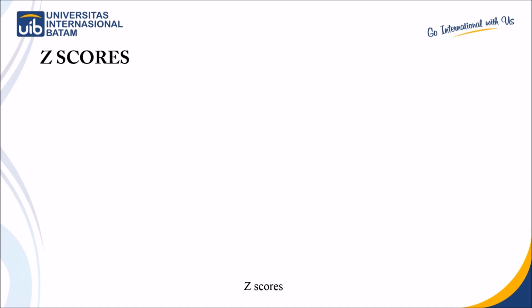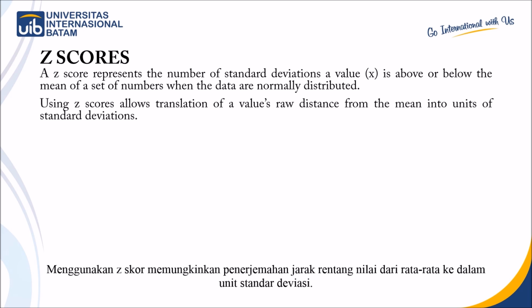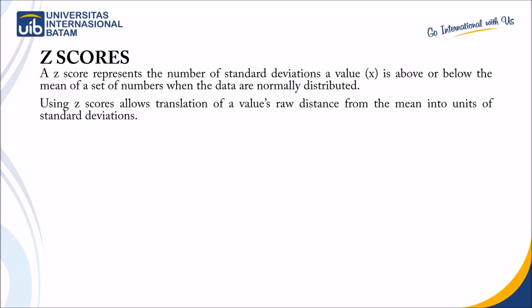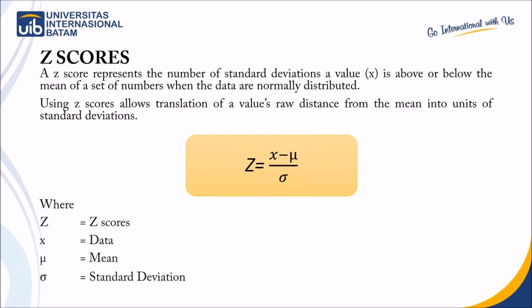Z-score. A z-score represents the number of standard deviations a value is above or below the mean of a set of numbers when the data are normally distributed. Using z-score allows translation of a value's raw distance from the mean into units of standard deviation. This is the formula of z-score, where z is z-score, x is data, mu is mean, and sigma is standard deviation.